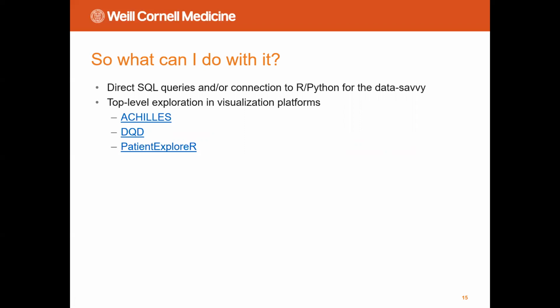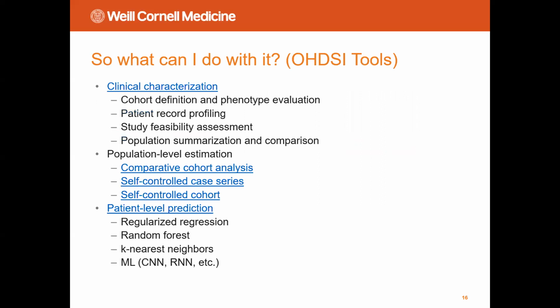These are tools that allow you to do some top-level data exploration, especially useful if you don't know much SQL. There are also a number of R packages that let you do some pretty granular analysis, including case series, self-controlled cohort studies. You can even do some machine learning, patient level prediction. There are some built-in models there that use some of the more common techniques for training these models. You can do some high-level clinical characterization as well. You can figure out if you have enough patients to launch a study. You can compare the demographic characteristics of two populations to each other.